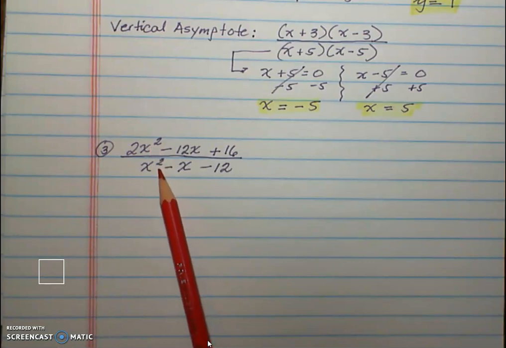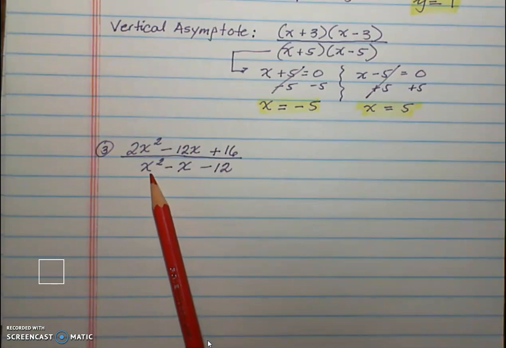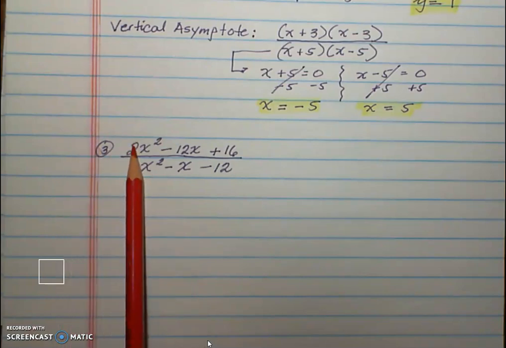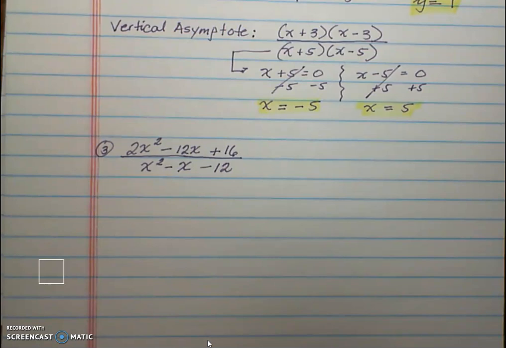And the degree in the denominator is 2. Therefore, they're equal. This is rule number 2, which means that your horizontal asymptote is equal to the coefficients of those degrees. Therefore, the horizontal asymptote is y equals 2 over 1, or 2.